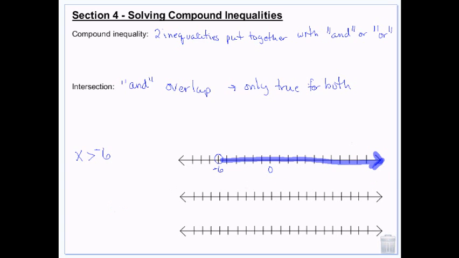Well, then I have x is less than 2. We'll do less than or equal to 2. So here's 0. Here's negative 6. Here's 2. It's less than or equal to, so I'm going to color that circle in. And I'm going to shade all of this.